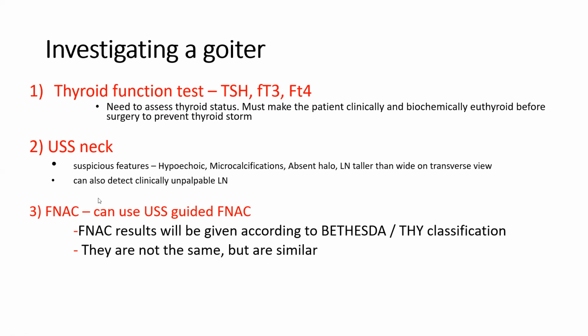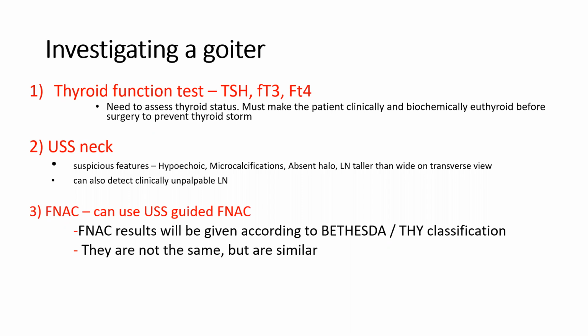Then the next investigation is an FNAC. For FNAC, you can use freehand FNAC or you can even use an ultrasound guided FNAC. If there's a dominant nodule on palpation, you can do a freehand FNAC. But if there's a multinodular goiter and you can't really get the dominant nodule, you can do an ultrasound and find out the dominant or the suspicious nodule and get the FNAC from that nodule.